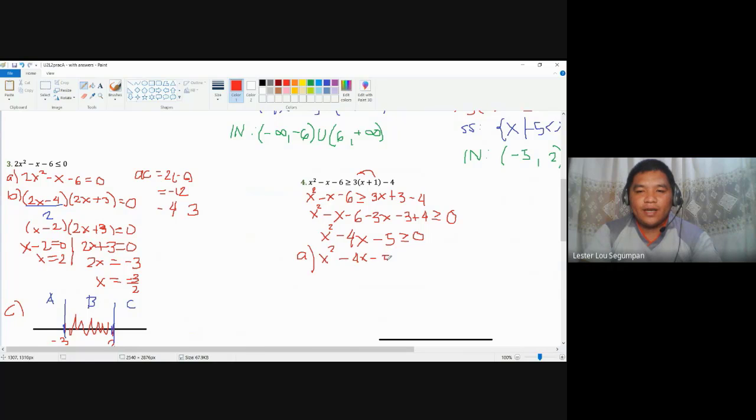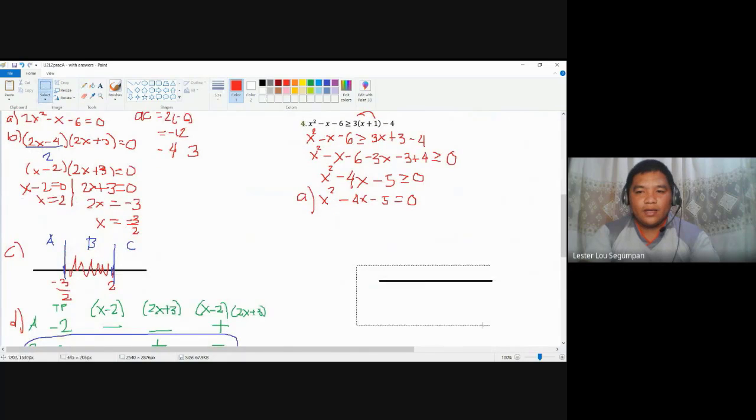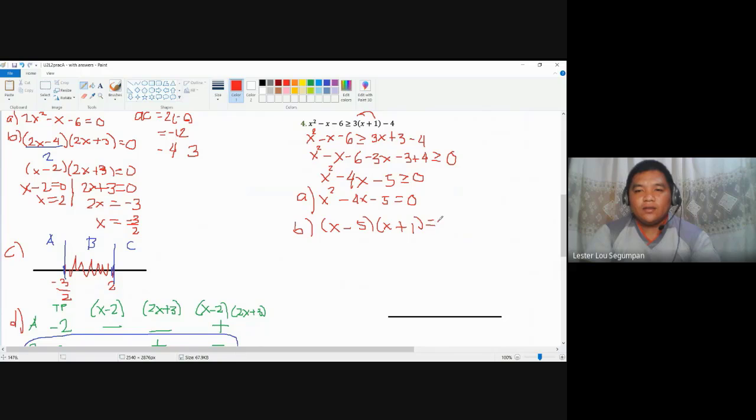4x minus 5 is greater than or equal to 0, rather. Okay? Move it down a little bit. And then letter B, the factor for this is actually x minus 5 and x plus 1. AC method: AC is equal to A, which is 1, and C is negative 5, so we'll have negative 5. Factors of negative 5 that, when added, result in negative 4 are negative 5 and positive 1.